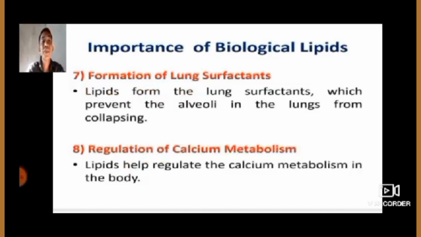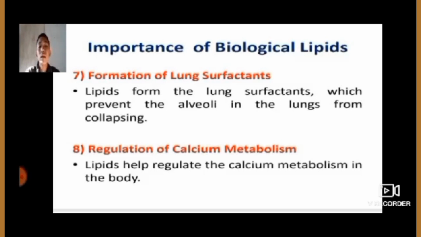Okay, so the next importance of biological lipids is formation of lung surfactants. Lipids form the lung surfactants which prevent the alveoli in the lungs from collapsing. My explanation is lipids like phospholipids are part of lung surfactants that lower surface tension in the lungs' air sacs, or alveoli, preventing them from collapsing during exhalation and facilitating efficient breathing.